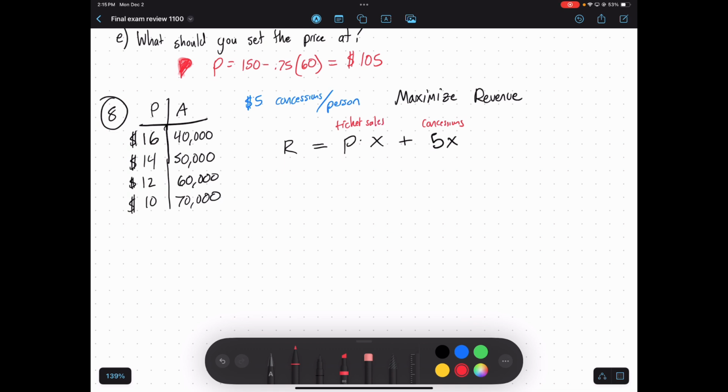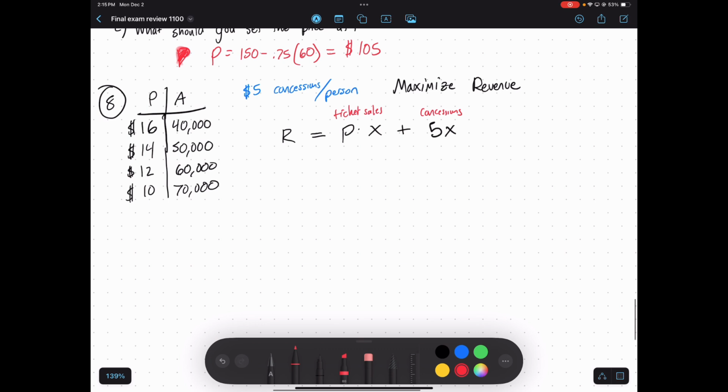Of course, I'm running into that problem where my revenue equation involves two different variables. So I have to get one of these in terms of the other. How am I going to do that? That's what this table is for. That's what this table is going to help me with.